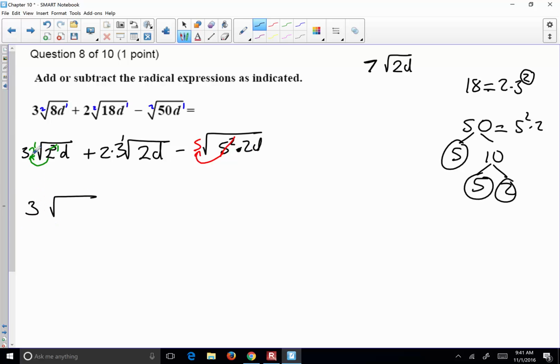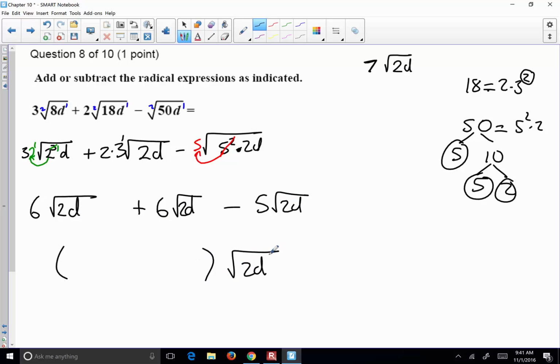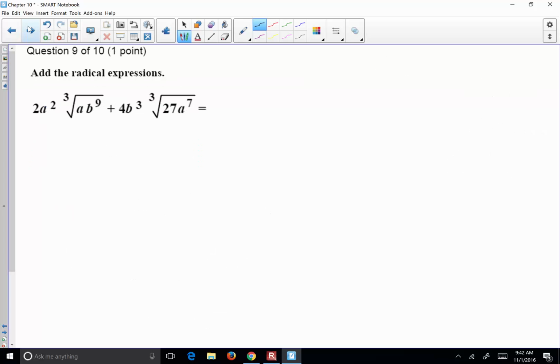No, not 3. 2 times 3 is 6, right? 6 root 2 minus 5 root 2. In total, how many root 2's do you have? 6 minus 5, and that's 1 root 2. Great. Good job. Alright, here is next.